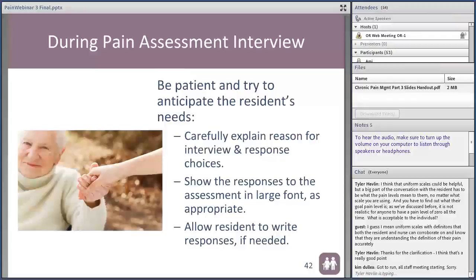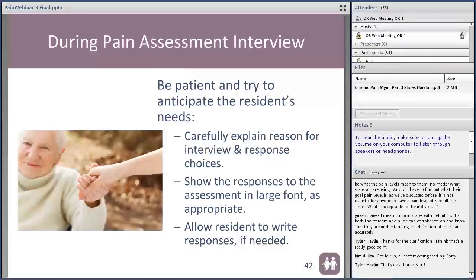In the RAI manual, it very specifically states that you're to say, "I'd like to ask you some questions about pain. The reason I'm asking these questions is to understand how often you have pain, how severe it is, how pain affects your daily activities. This will help us develop the best plan of care to help manage your pain."